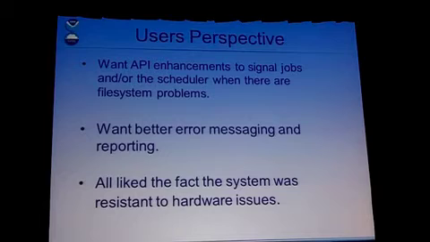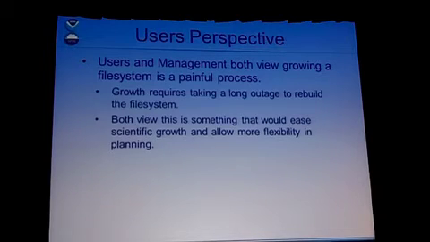So they did like the fact the machine kept running, but they just wanted a little bit more information about things that failed. And the last thing here I have is both users and the management at GFDL view growing a file system as a painful process. If we add hardware to something, it requires taking a long outage or rebuilding a file system. They both said that this would ease if we were able to grow a file system as they had in the past. It would ease scientific growth and allow a little bit more flexibility in future planning.